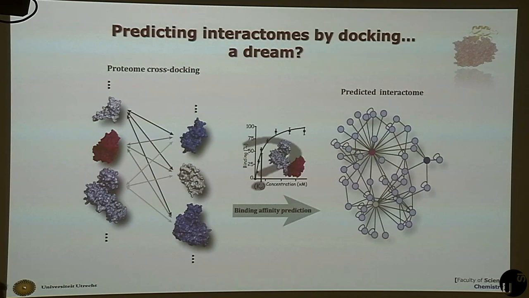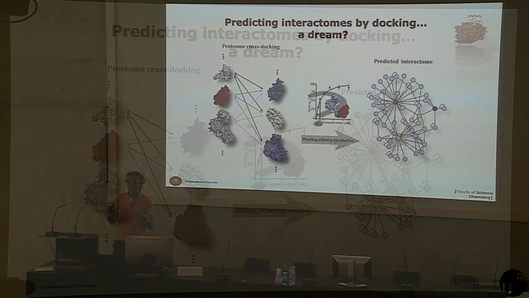No comments here. You could dock everything against everything, but that's not going to give you the answer. That's not going to predict your interactome. Scoring functions, we didn't speak much about scoring functions in terms of binding affinity, but they do not correlate with binding affinity. For sure not for protein-protein. Maybe in the small molecule field it's different, but for protein-protein, not. I'm going to show you that.